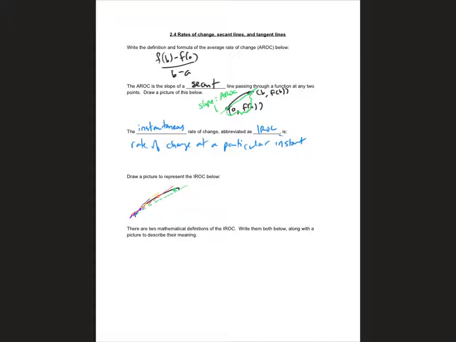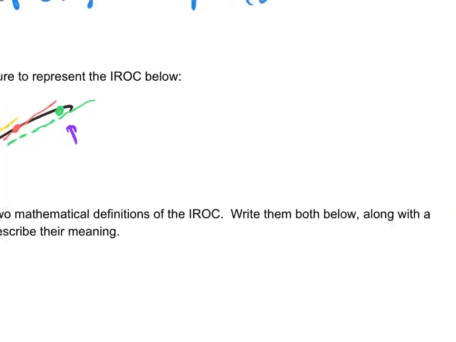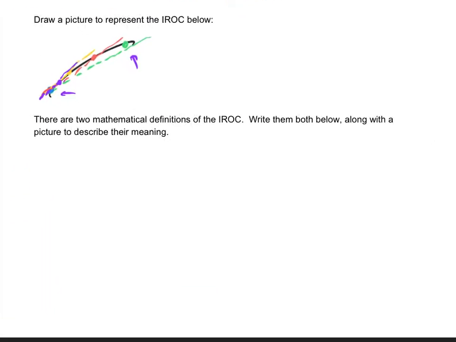So we would really like to make those points as close as we possibly can to each other. But we can't let them touch each other, because as soon as we let them touch each other, our slope becomes 0 over 0. And that, of course, is undefined. So the idea is we would like to let this point right here get closer and closer to this point right here. This is going to lead us to 2 mathematical definitions of the IROC. So I want to show you in pictures what each of these look like.